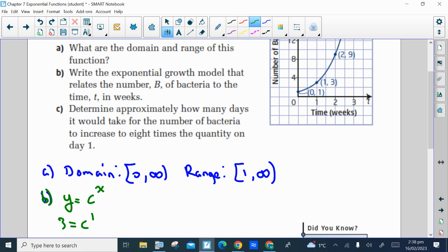C will always represent the growth factor. In the last case, it was being cut in half, so the base c was a half. In this case, the number of bacteria is tripling. It told us that in the question above, and that's why the base would be 3, because it's tripling. C will always represent the growth factor, and a will always represent the initial amount, which in this case, once again, is 1 bacteria. It starts at 0, 1.